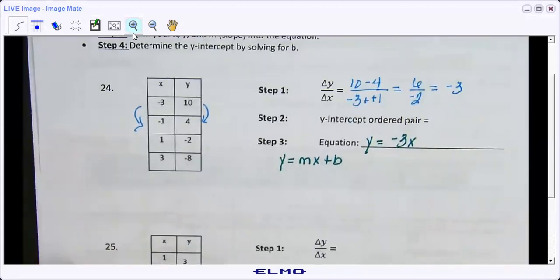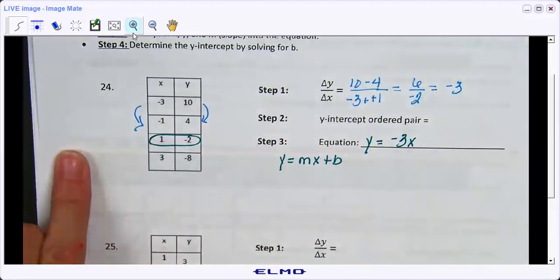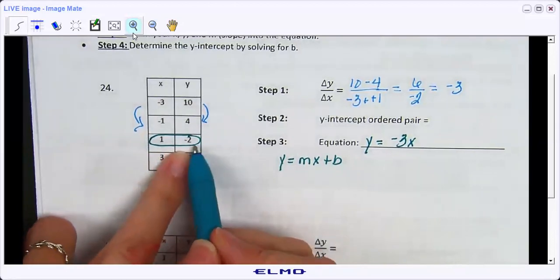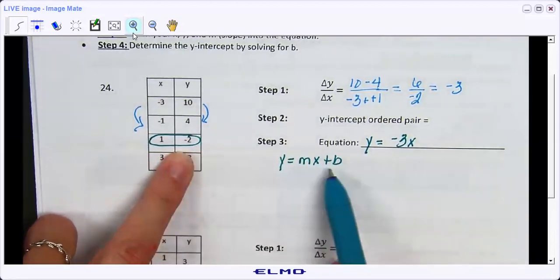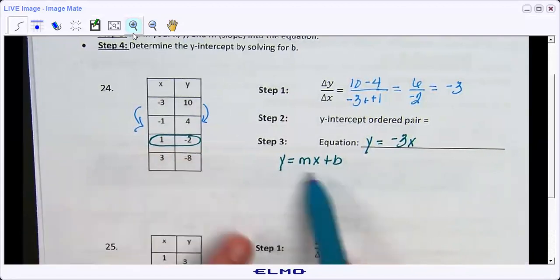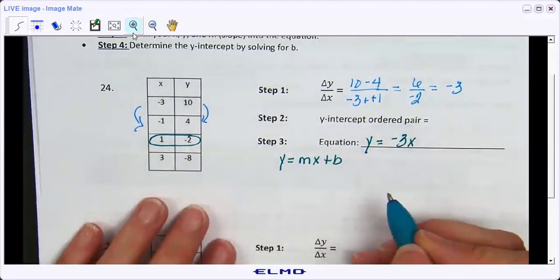So I am going to take this ordered pair right here. Now, I could take any ordered pair I want, but because those are smaller numbers, I want to do that. 1 is my x, -2 is my y. So I'm going to plug 1 where the x is, -2 where the y is, and then my slope of -3, I'm going to plug that in. So what is that going to look like?